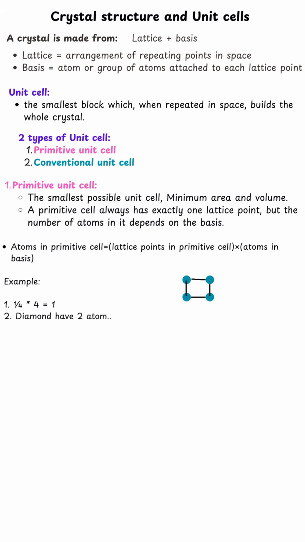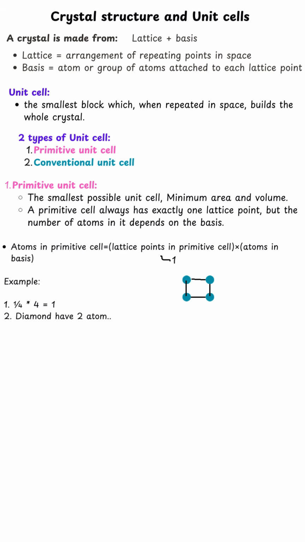And there are two types of unit cell. One is the primitive unit cell, another is the conventional unit cell. The primitive unit cell is the smallest possible unit cell, which has the minimum area and volume. A primitive cell always has exactly one lattice point, but the number of atoms depends on the basis.